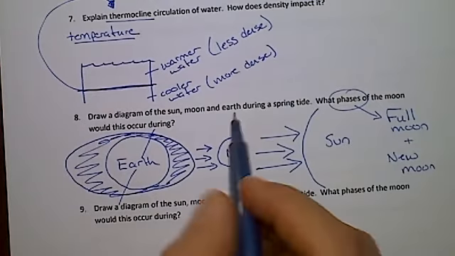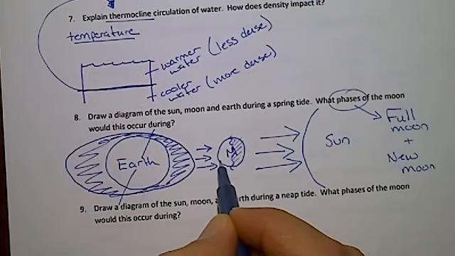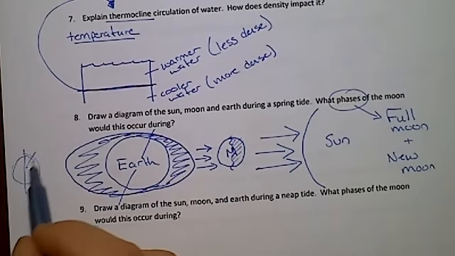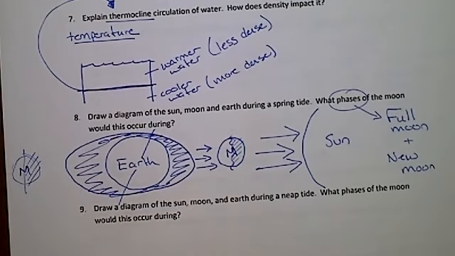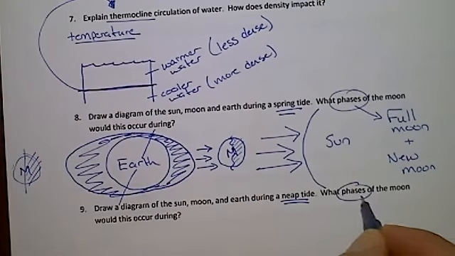So what this is an example of right here, this would be an example of the new moon because the sun is illuminating this side. So we really don't see the moon. When the moon is out here, now the sun illuminates the side that we see. So we have a full moon. All right.